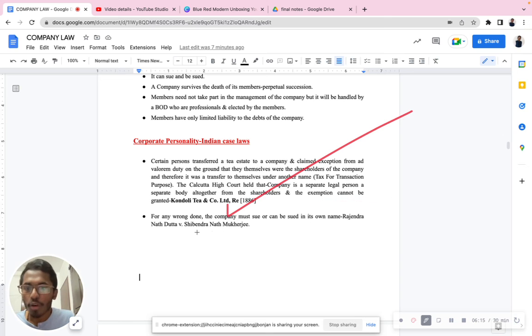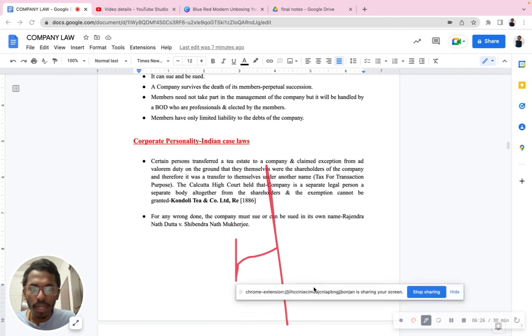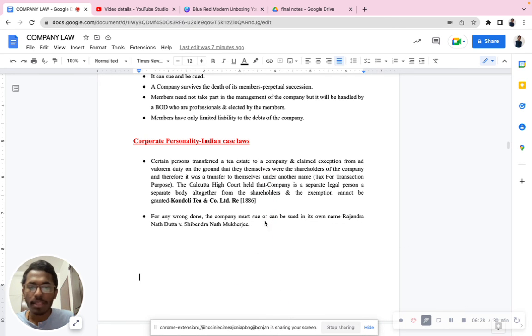Very simple. Now, for any wrong done, the company must sue or can be sued in its own name. So in case I'm doing anything wrong, I can sue or be sued under its own name. This comes under the Rajendra Nath Dutta versus Shibendra Nath Mukherjee case. So, these are the important aspects.